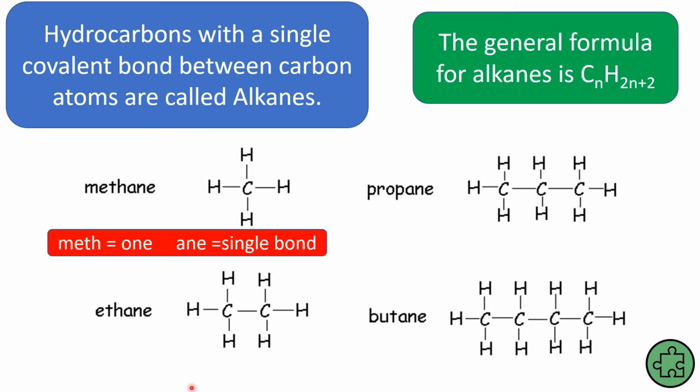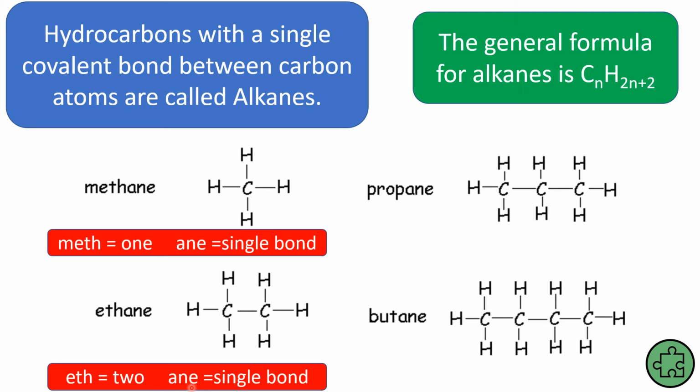Okay, so ethane. Why is it called ethane? Well, eth means 2 carbons, and the ane means it's all single bonds. So you draw it like this. And again, that formula works, doesn't it? I've got 2 carbons, so I double them and add 2 to get the hydrogens. So double 2 is 4, add 2 is 6. This is C2H6, and that's correct.